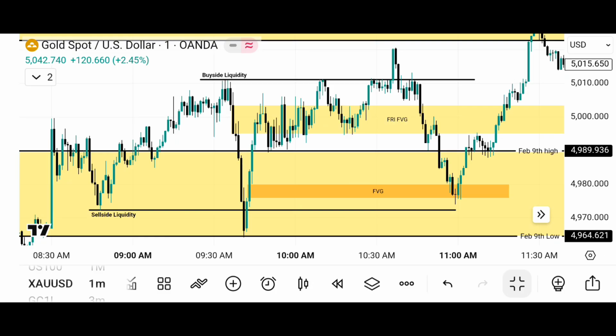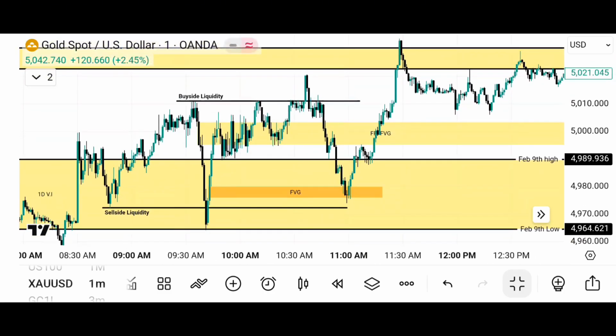Hello everyone. So it's been a while since I did a backtest on gold, and for gold today, this is what we'll be looking at. So this is actually a 1 minute time frame.